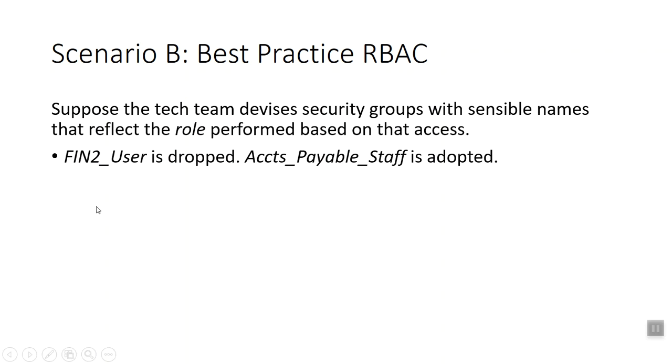So in this case, we're going to drop the use of fin2 user, and we're going to assign that staff member to the first group that's called accounts payable staff. So now we know what the second financial module users are actually doing. They're paying bills, they're receiving invoices, and they're validating payments out to keep the wheels turning, right? So that's what they're doing.